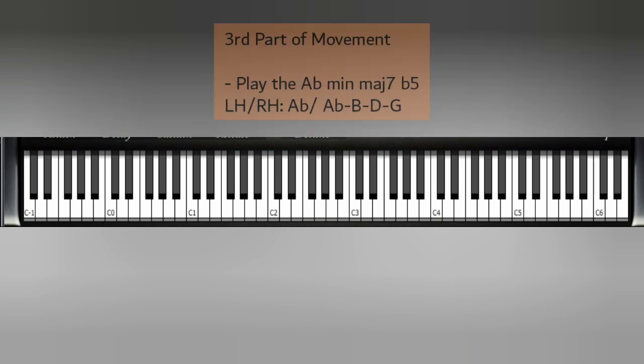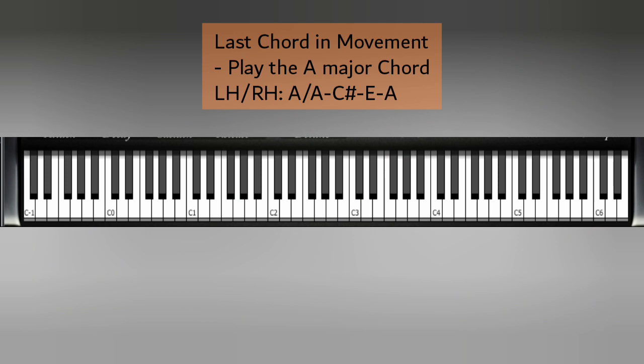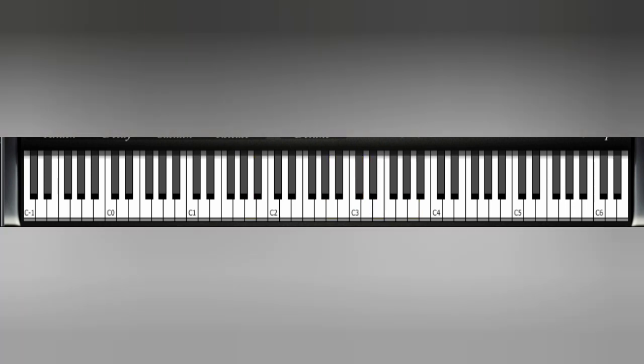And the next thing you play is this, which is the A flat minor major 7 flat 5: A flat on your left hand and A flat, B, D, G on your right hand, okay? And then the last thing you're going to play is the 6th chord, which is the A major chord: A on your left hand, then A, C sharp, E, A on your right hand, okay? So the whole chord movement from the beginning is this.